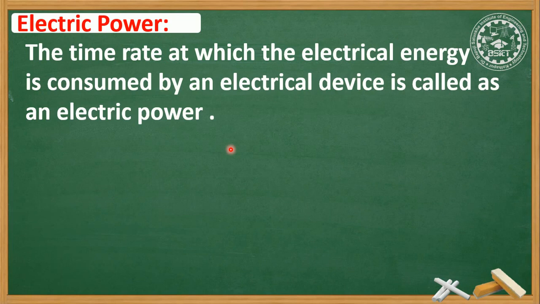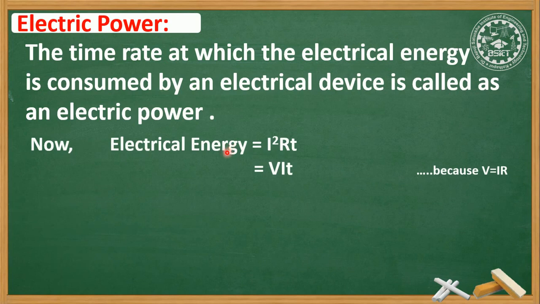Electrical device, that is, suppose there is a motor, how an electrical device consumes electrical energy with time, that time rate, meaning the time rate at which the electrical energy is consumed by an electrical device is called electric power. Electrical energy is equal to I square RT.